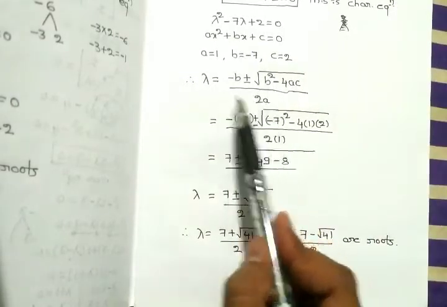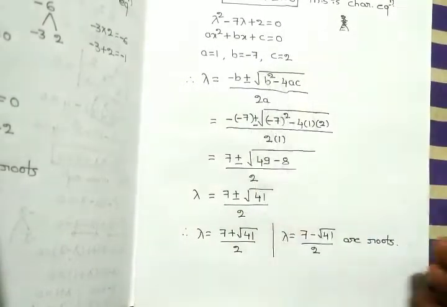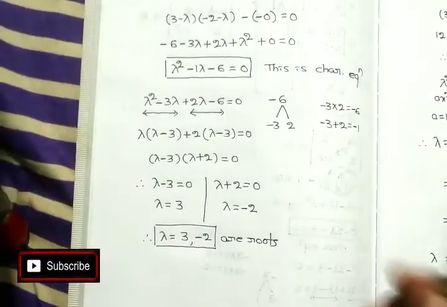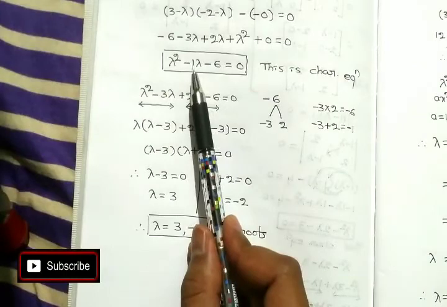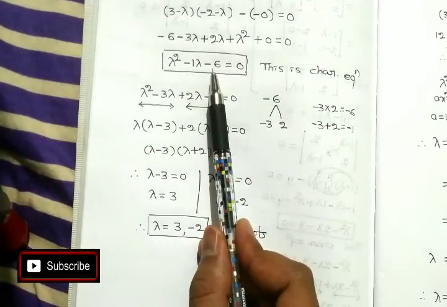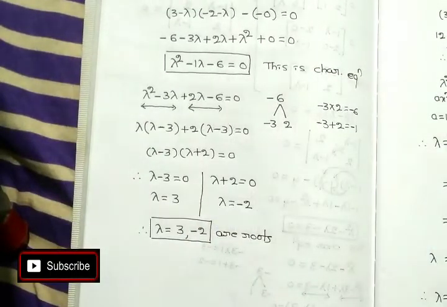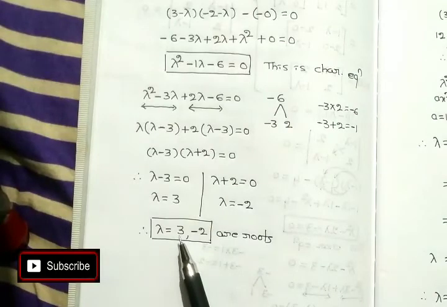See, the same formula you can use for the previous example also. The same formula you can use here. Take a is equal to 1, b is equal to minus 1, c is equal to minus 6. Apply that formula, and you will get the answer 3 and minus 2 only. Okay.